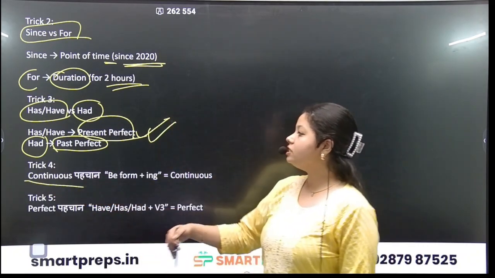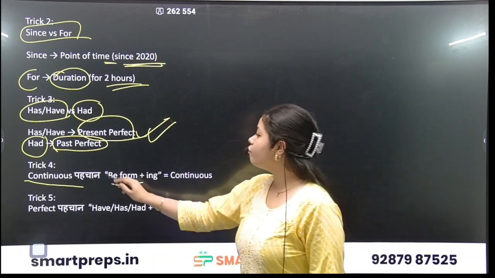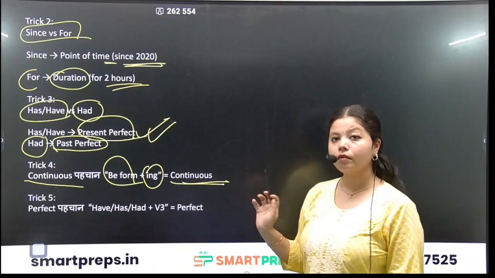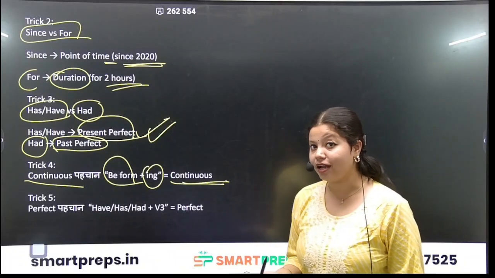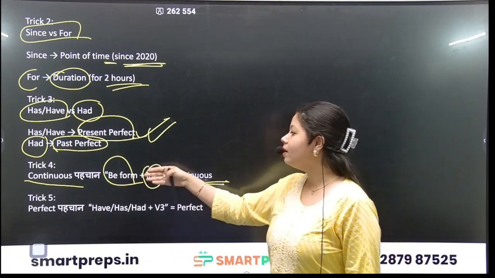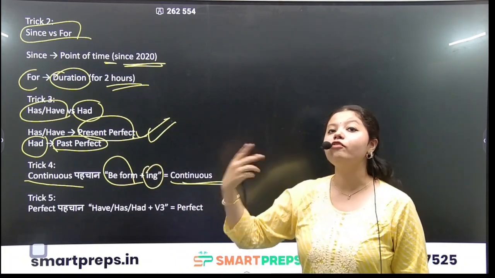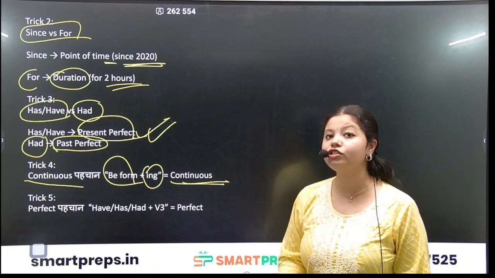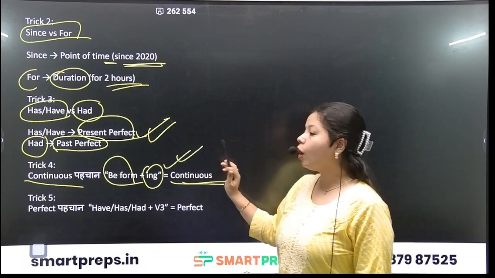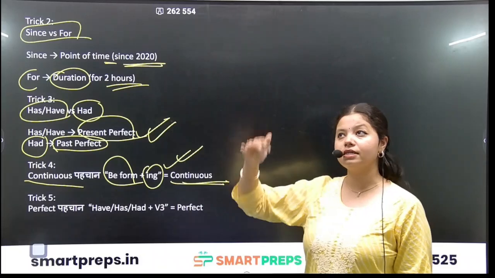Trick 4 is continuous. Continuous: be form plus ing. We have to check the continuous action, the action that is being performed right now, continuing, ongoing. So ing will be there. Always remember, ing means it is now continuous.